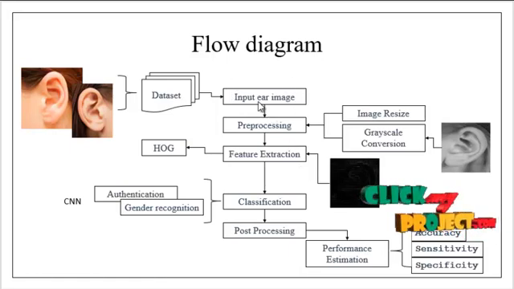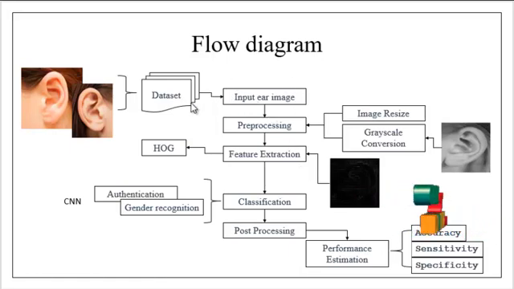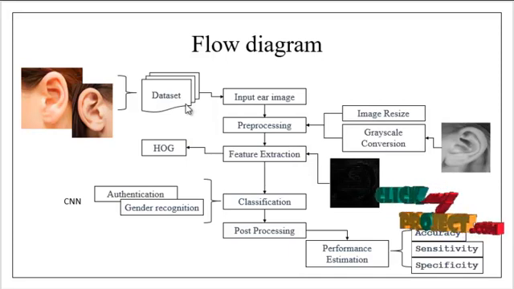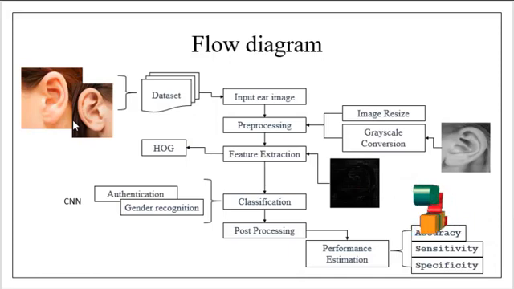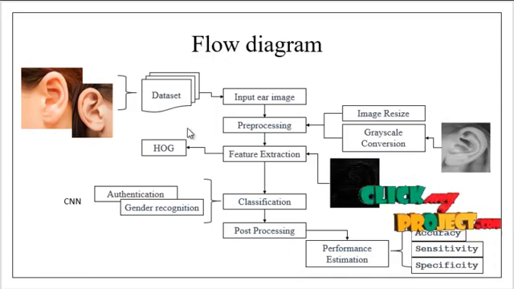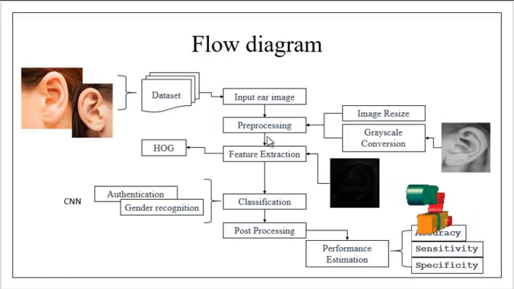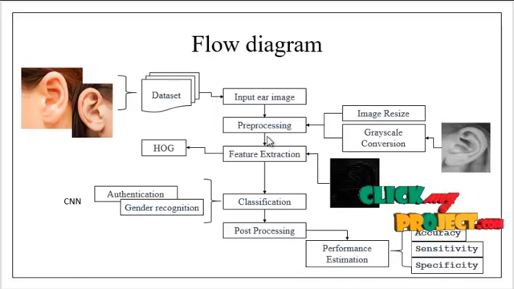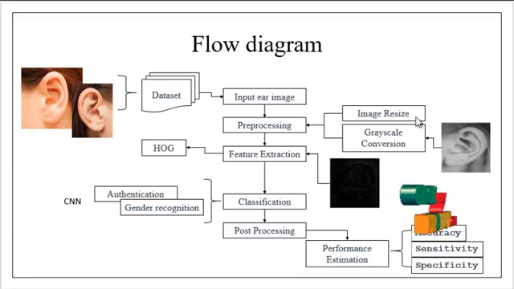First of all, the input ear image is taken from the dataset. The dataset consists of a lot of ear images, having both male as well as female images. After getting any one image from the dataset, the collected image goes through pre-processing. In this pre-processing there are two stages: one is the image resize and the other is the grayscale conversion.